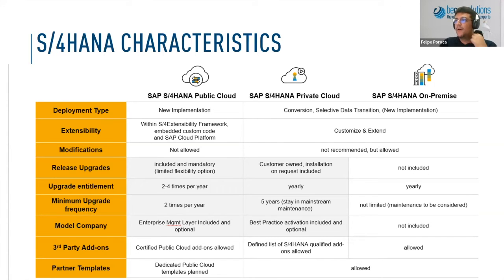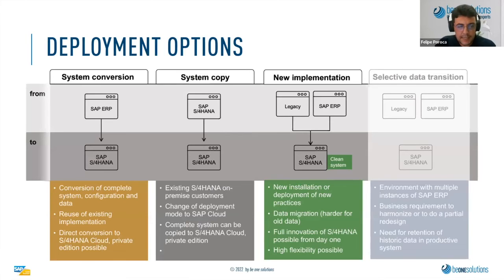All right. The next slide, guys, is something, in my opinion, very interesting because it gives you the visibility on which type of deployment you need to choose. As you can see, we have 4 options: system conversion, system copy, new implementation, and something which is brand new, in my opinion, selected data transition. What are the main differences here? This is what SAP tells you in terms of what is the best option for you if you want to migrate from one system to another, or if you want to go from scratch to SAP.